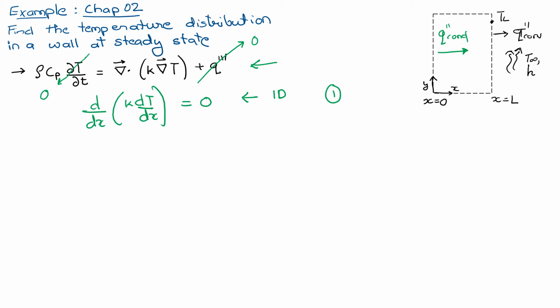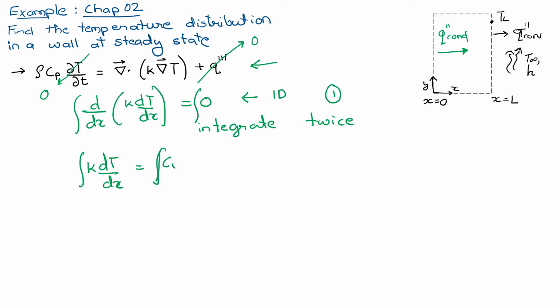Now to find the temperature distribution, we need to integrate this twice, right? Because it's a second order differential equation, we need to integrate it twice, and we will get two coefficients of integration, and we'll use the boundary conditions to find the values of those coefficients. So let's integrate this. On integrating the left hand side and right hand side, we get k times dT by dx equals some constant c1, because your right hand side was 0, so you'll just get a constant c1 on your right hand side.